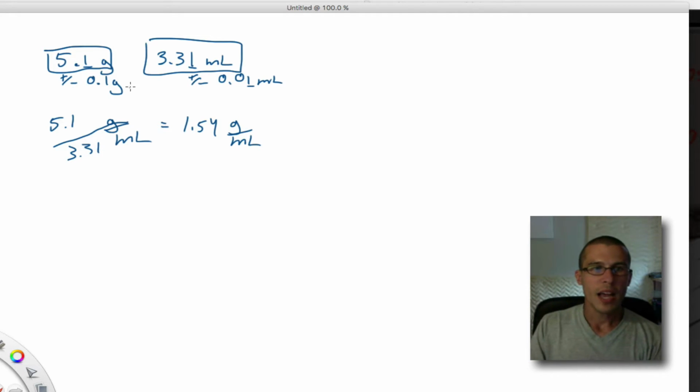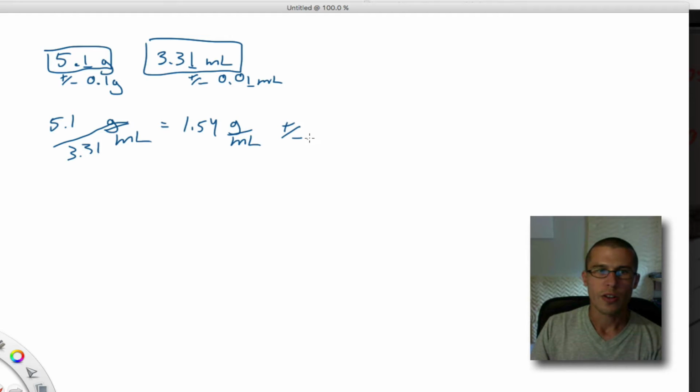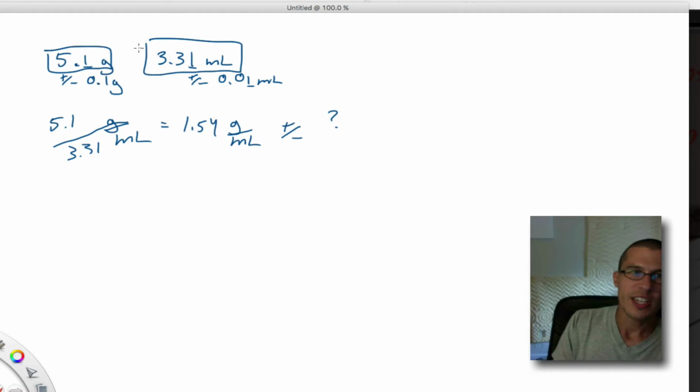Okay, but we can't have grams over milliliters as our uncertainty. That looks a little weird. And even if they try to add them together, it wouldn't really work because they're different units. This is measuring volume and that's measuring mass. So how do we do that? What do we do for that uncertainty? This is a problem. What we do is we change these uncertainties into a percentage of the measurement, and then we add the percentages.